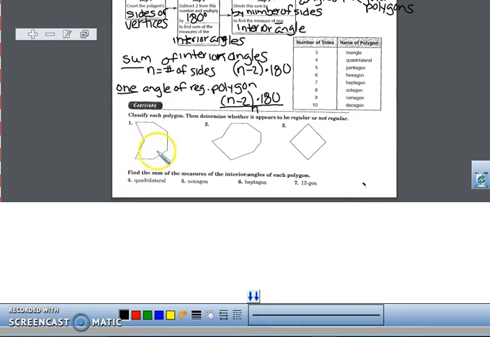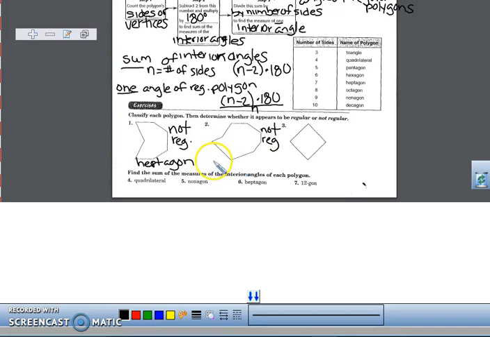Okay, now we're going to classify. We classify, and it wants to know whether it's regular or not regular. First of all, it does not appear to be regular. The angles are not the same. I can see right here that the angles aren't the same. Then I count 1, 2, 3, 4, 5, 6, 7. 7 is a heptagon.